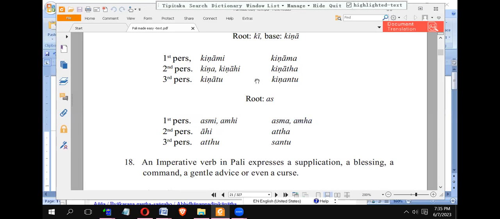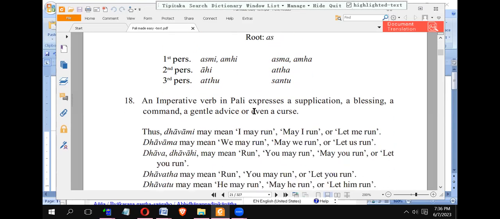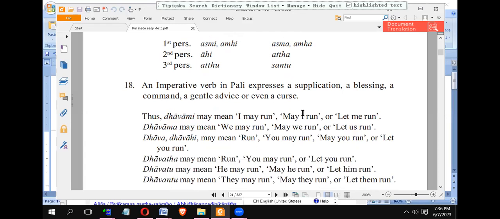Even if you look carefully here, kinata, this also is the same as the present tense. Ni is also the same as the present tense. Ma is also the same as the present tense. So here we have three things that are quite similar, right? So we also need to think about this. All right. Anyway, the translation will be: may I run.